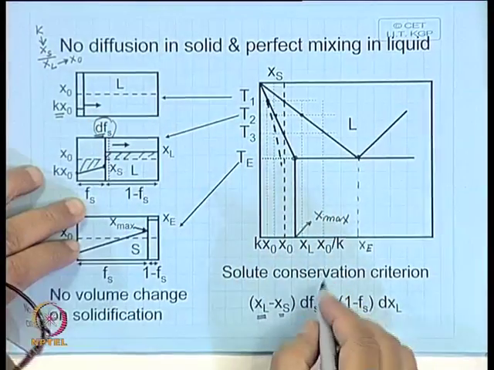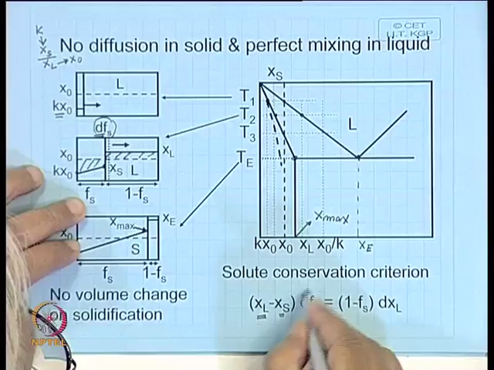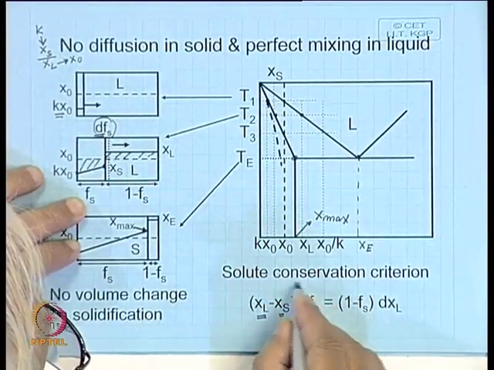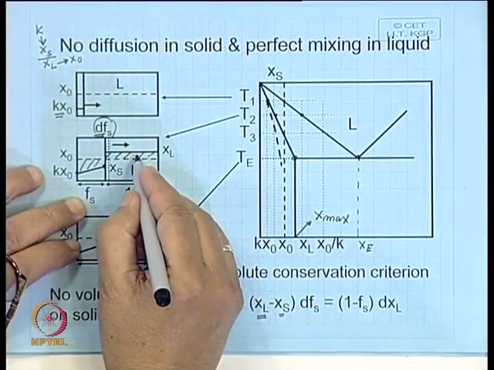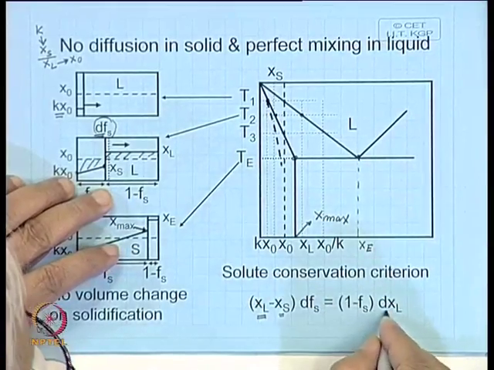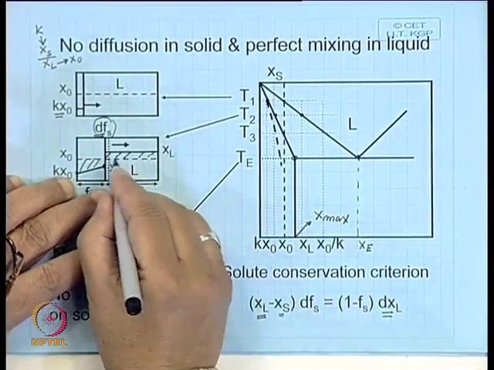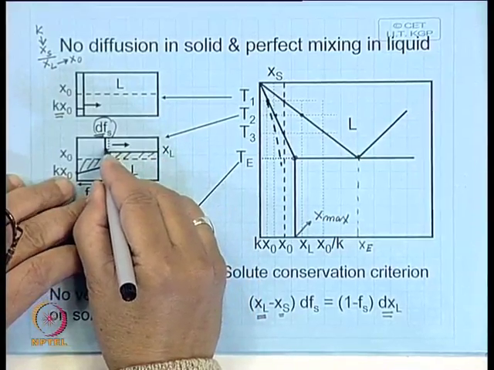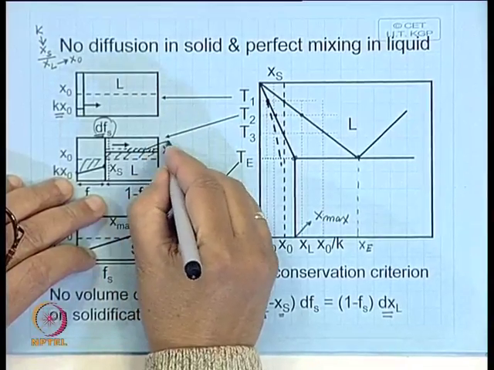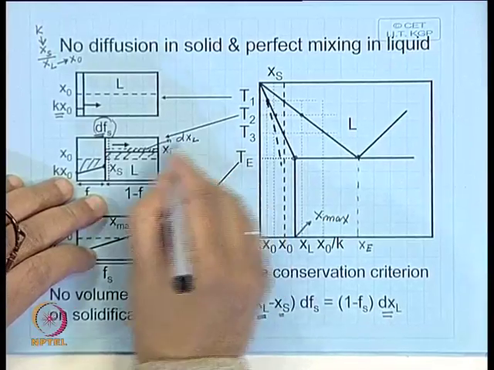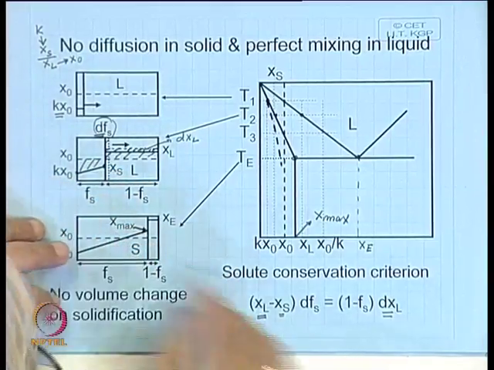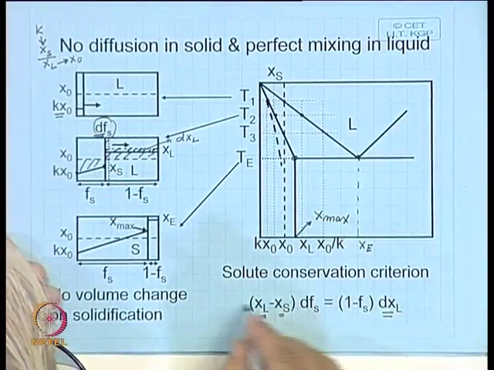moved into this. So, multiply by this fraction transformed. This will be the total amount of solute which will move from liquid to solid, and this will be equal to the change in liquid concentration, so there will be a d x L. So, this will be the change in liquid concentration. So, what we are doing? This area and this area we are trying to balance. So, this is the conservation.